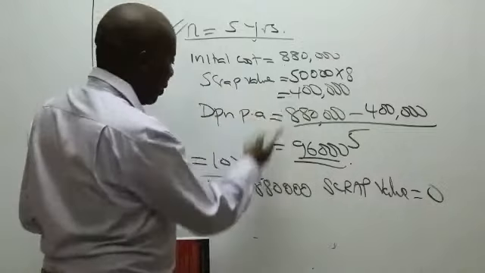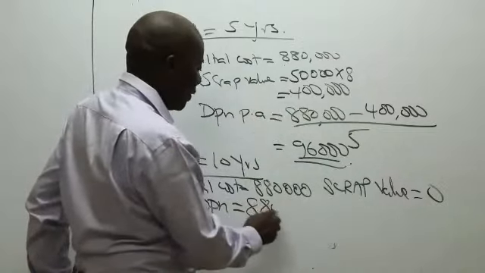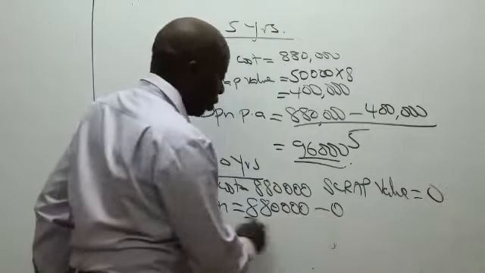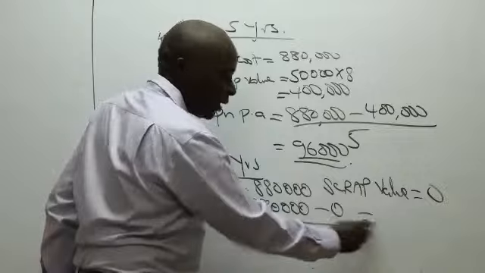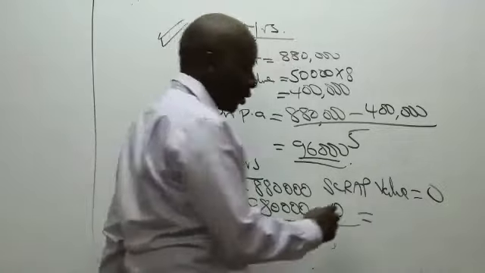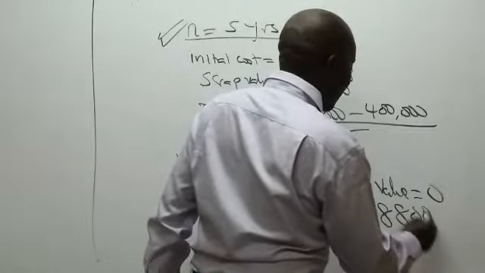I'll still use this formula. It is the initial cost of 880,000 minus the scrap value, which is 0, all over the number of years, which are 10. So somebody is giving me a figure of 88,000.